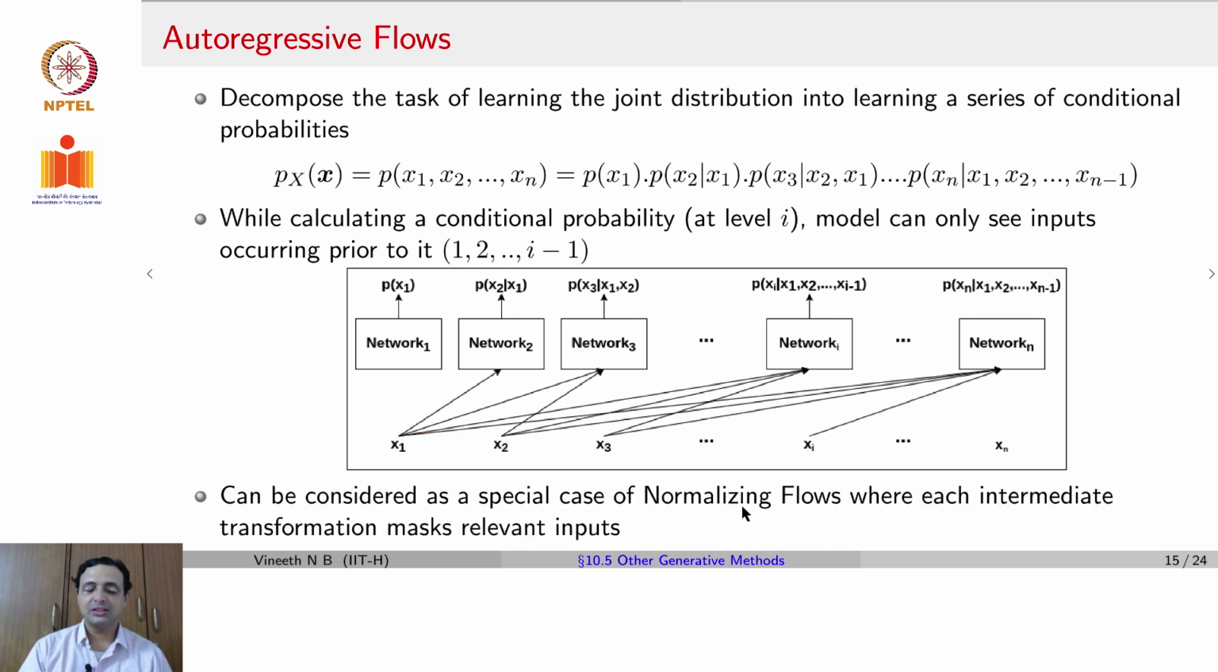So you could consider that autoregressive flows are a special case of normalizing flows where each intermediate transformation masks certain inputs. You're not going to look at all inputs in every step. If you assume that network 1 through network n were different functions similar to normalizing flows, each of these networks looks at only a certain part of the input and not the complete input. You could look at it that way, although that's not exactly the way it's implemented.